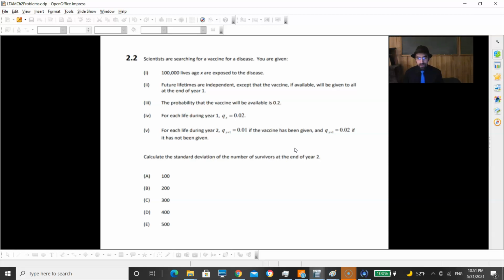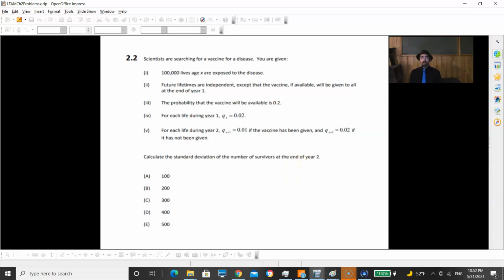Scientists are searching for a vaccine for a disease, and you're given the total number of lives exposed to the disease. You're told that probability of survival in the first year is 98%. Well, I guess they tell you probability of death in the first year is 2%, but you can infer probability of survival is 98%. And then if the vaccine is ready, probability of survival in the second year will be 99%. And if it's not, then it will be 98%. Probability of the vaccine being ready will be 0.2, 20%. And it wants a standard deviation of the number of survivors at the end of year 2.